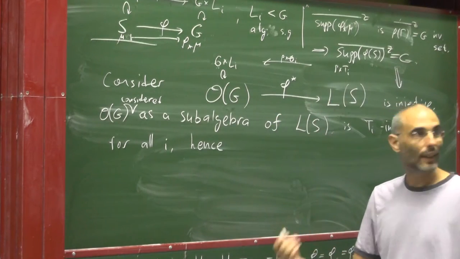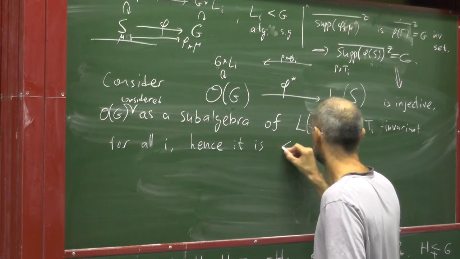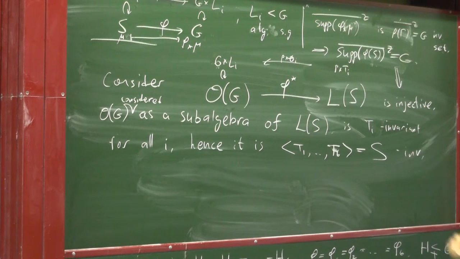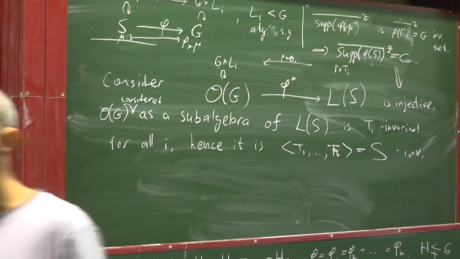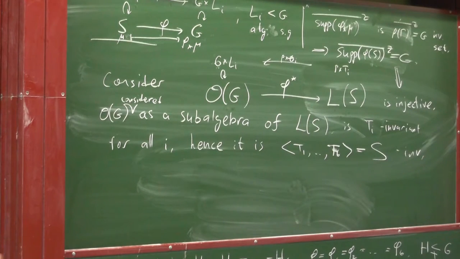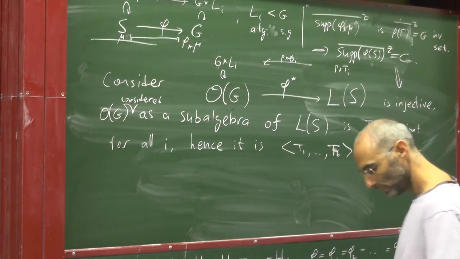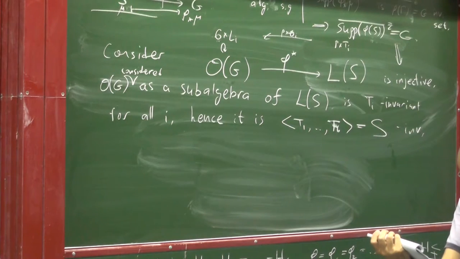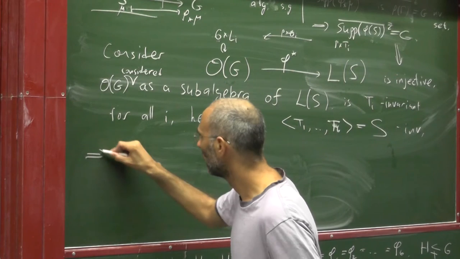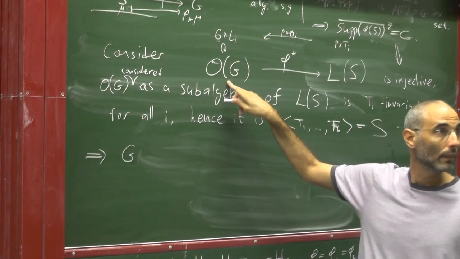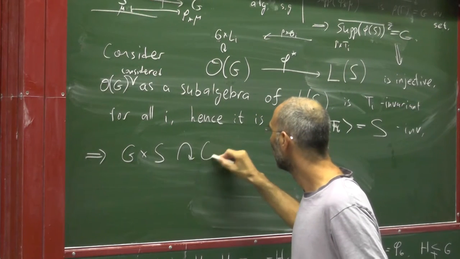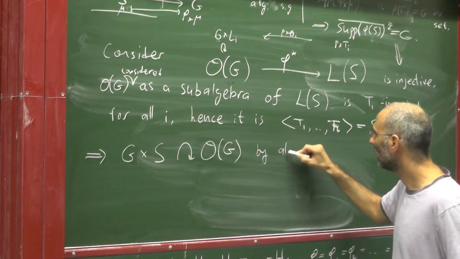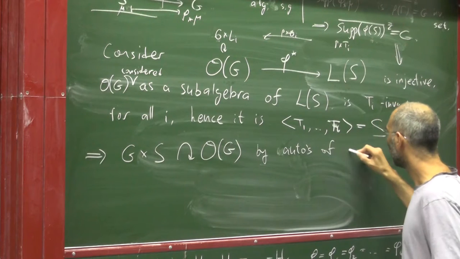Hence, now I can glue together all the actions. Hence, it is invariant under the group generated by the T i's, that is S. That algebra is S invariant. And now, for the first time, I can extend the action I'm having on O G to S itself. So I'm having that G act on the left here, and I'm having a commuting action of S by algebra automorphisms.